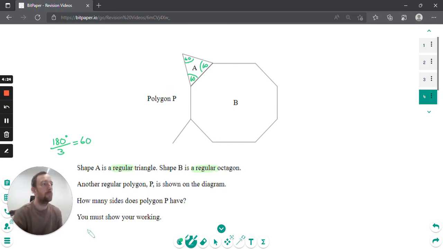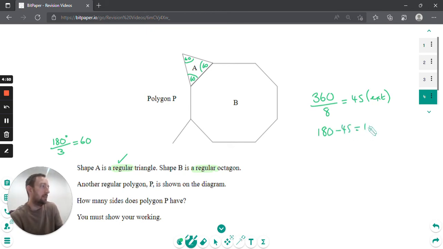There we go. Okay, so that's that bit done. Shape B is a regular octagon, so let's find its interior angles, these angles on the inside. We know that 360 divided by the number of sides is going to give us the exterior angle. And we also know that if we do 180 take 45, 180 take the exterior angle, it's going to give us the interior one.